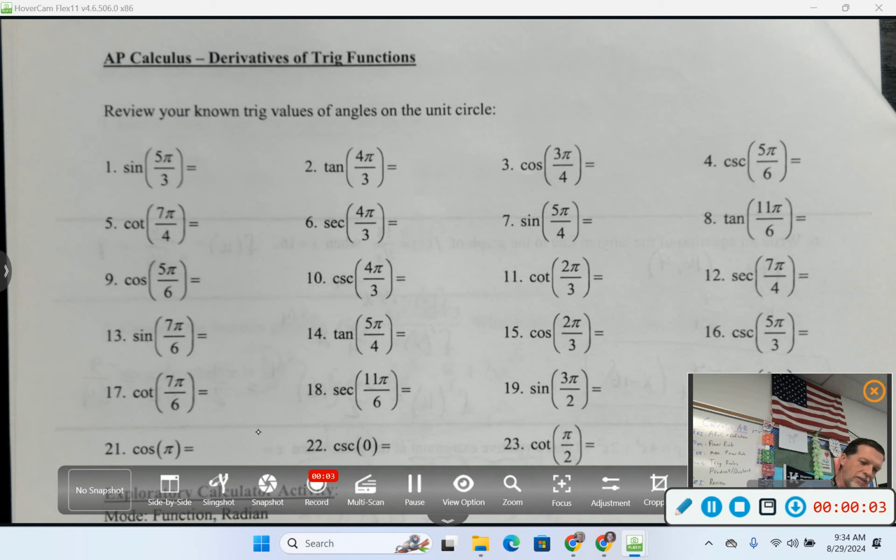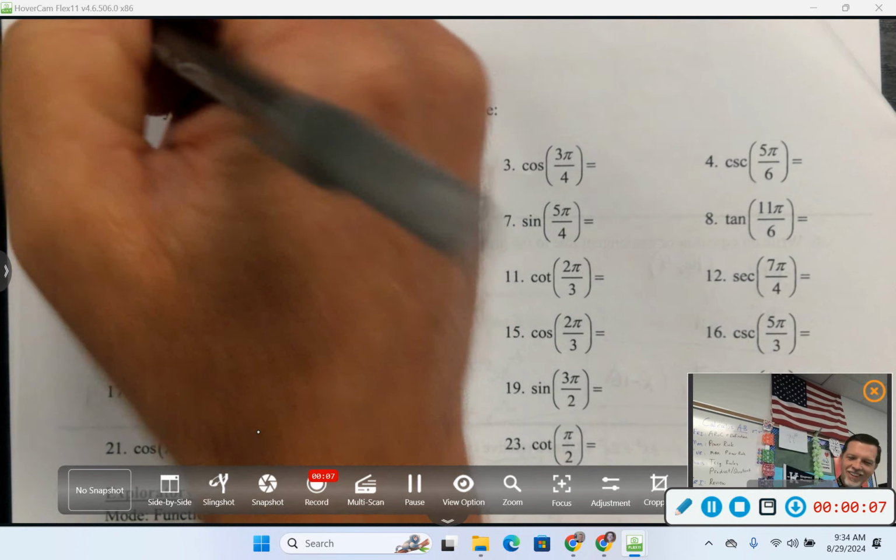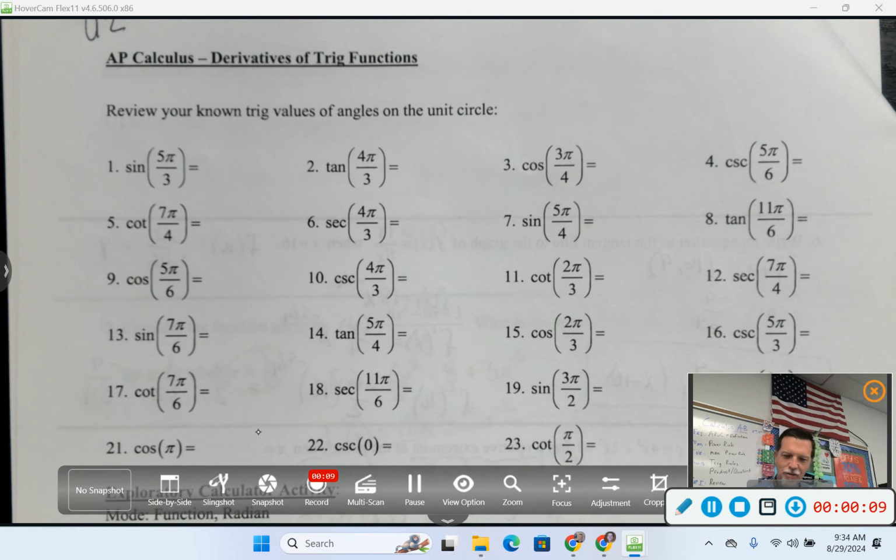Oh, yes, we've got 24. We can get through everybody, popsicle sticks. So this is Unit 2, Day 4.